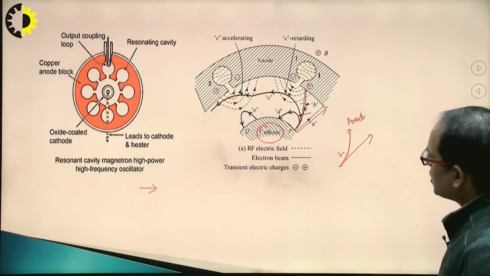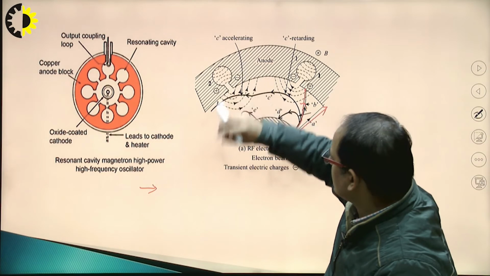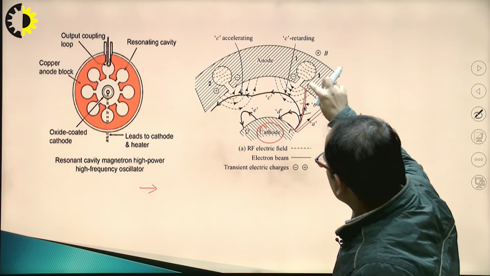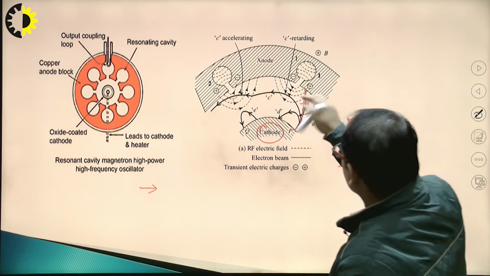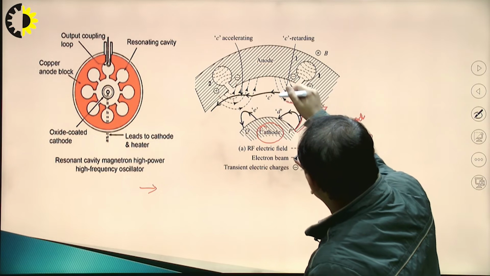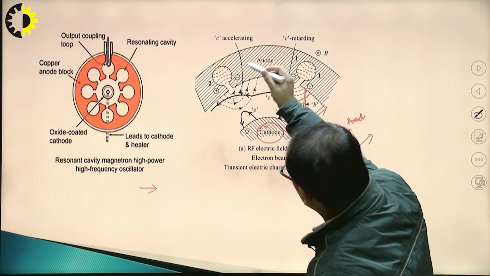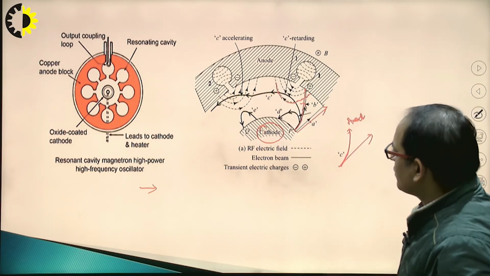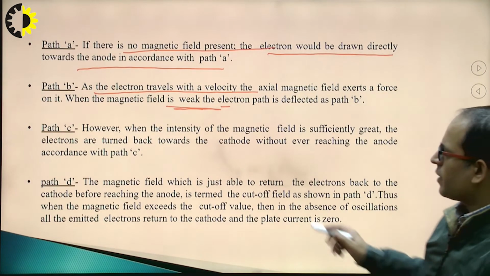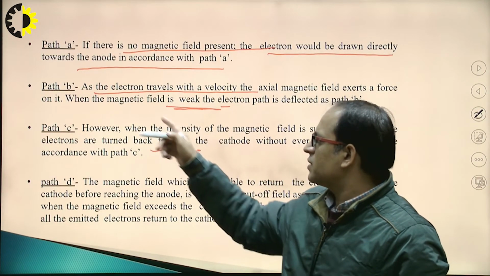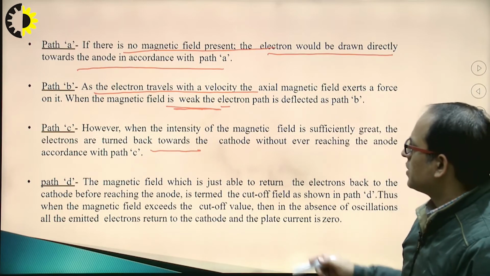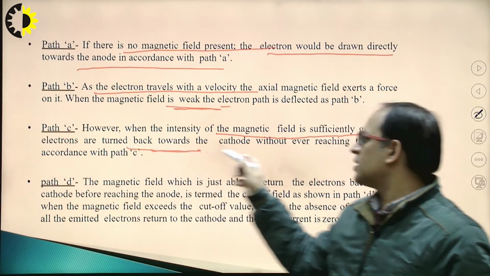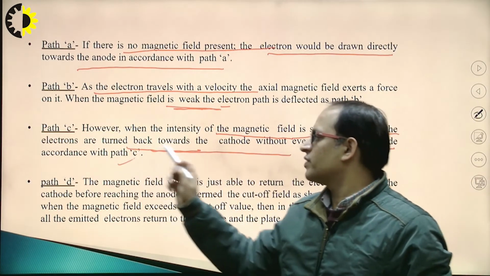Clear? Now see this one, as we have cut out the cavities, some here will have positive oscillations and here negative, here negative, here positive. Due to the positive and negative, the electric field will be like this, positive to negative, and here positive to negative. Clear? And now see, when I am providing a magnetic field greater than the above, when the intensity of the magnetic field is sufficiently great, the electrons are turned towards the cathode without ever reaching the anode, with path C.